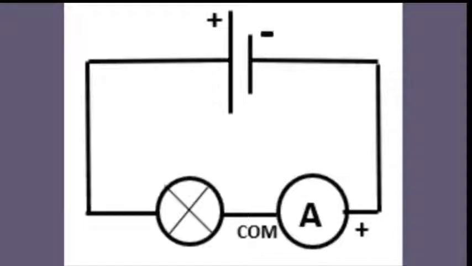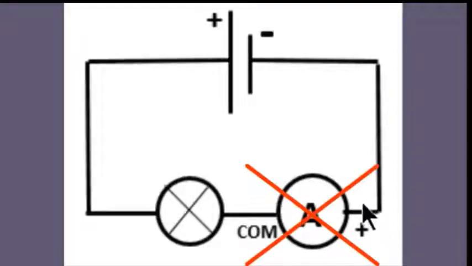While in this circuit, the connections of the ammeter are reversed, where the positive terminal of the ammeter is connected to the negative pole of the dry cell and comes to the positive pole of the dry cell. So it's not correct.